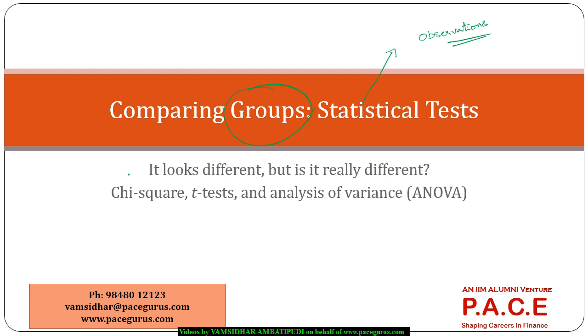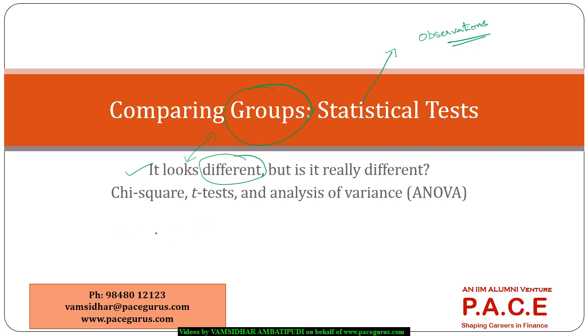So basically, when we look at them visually, it might appear that there is a difference in the values between the groups. But what is very much important to understand is, is that difference really significant? It looks different. The two groups are looking different in some aspect, but are they really different? Is there some kind of statistically significant difference that is existing between them?